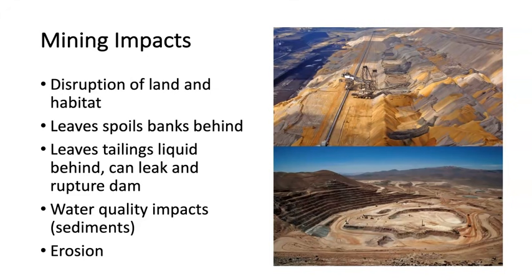And then water quality impacts. All that loose dirt created from mining can end up moving into waterways due to erosion and washout. And sediments in waterways can block sunlight, can clog fish gills, and cause other problems with the health of the aquatic habitat. And then the major one that we keep hearing over and over again with these impacts from agriculture, from mining, from deforestation, as we'll see in just a minute, is erosion, which is when soil is moved from one place to another due to wind or water.